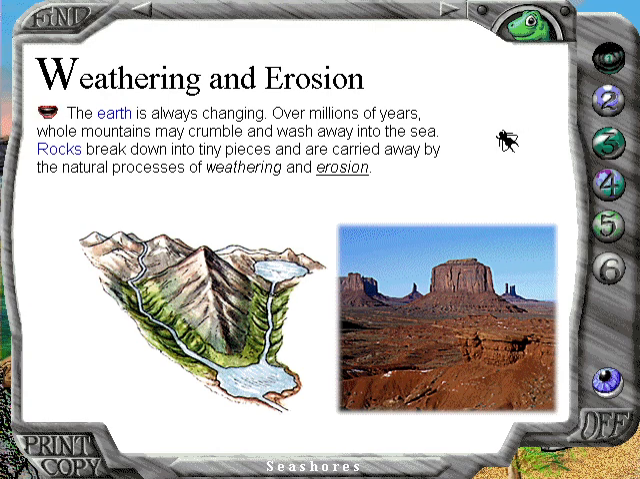Weathering and erosion. The Earth is always changing. Over millions of years, whole mountains may crumble and wash away into the sea. Rocks break down into tiny pieces and are carried away by the natural processes of weathering and erosion.